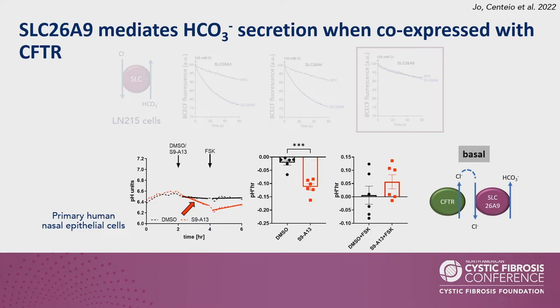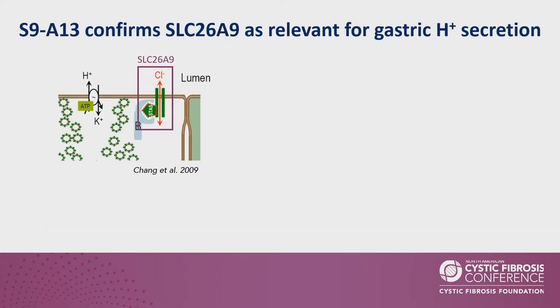However, I mentioned in the beginning that these are just very preliminary experiments. For example, in the cyclic AMP stimulated situation, we have unclear results. We seem to have a tendency, although insignificant, to a realkalinization when we have inhibition of SLC and no effect in the control condition, which is of course something that we need to further delve into and try to explain. And finally, I'm just showing this as a confirmatory measure that this inhibitor seems to be in fact acting on endogenous SLC, because this could be the problem here.